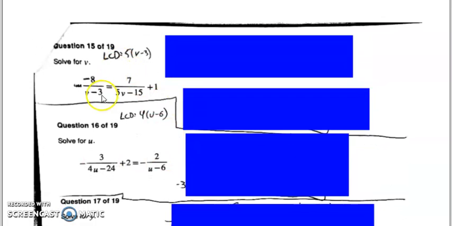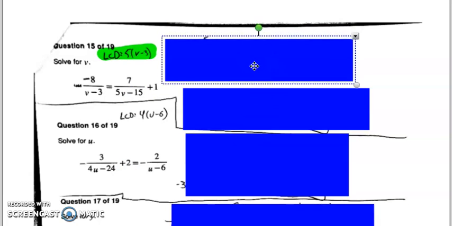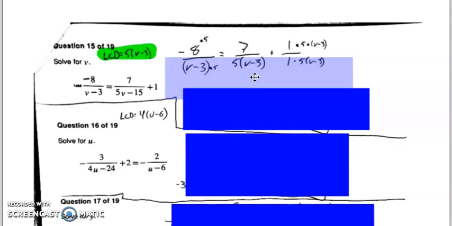All right, so first thing you want to do on question 15 is factor out. I'm noticing the bottom here would factor out into 5 times quantity v minus 3. Once everything is factored, that'll allow you to find your least common denominator. So that's your goal. We need to have common denominators here. Now, clearly, not everything has a 5 times a quantity v minus 3. The first fraction already had the v minus 3 term, but it was missing a 5, so I just multiply 5 to top and bottom there.